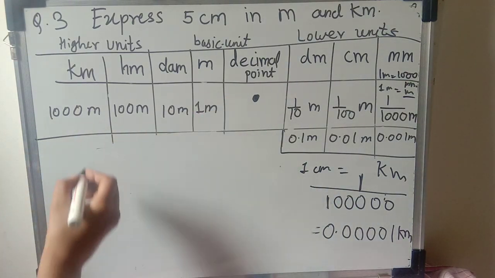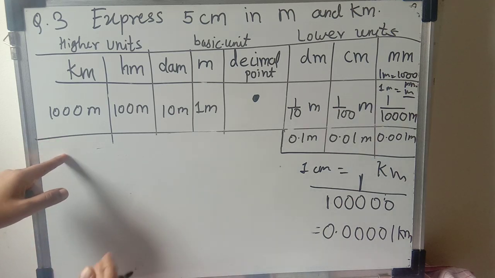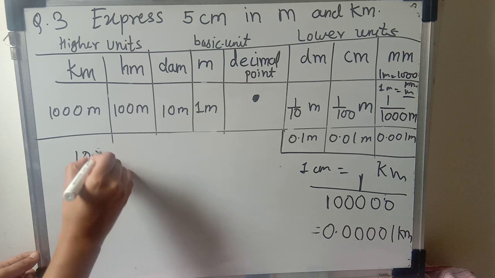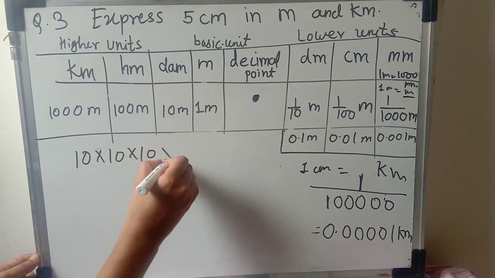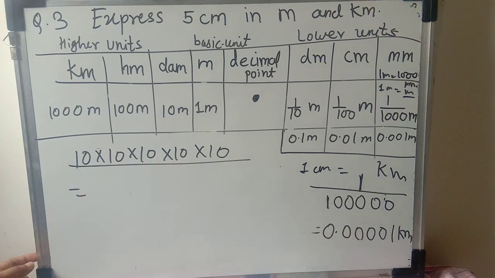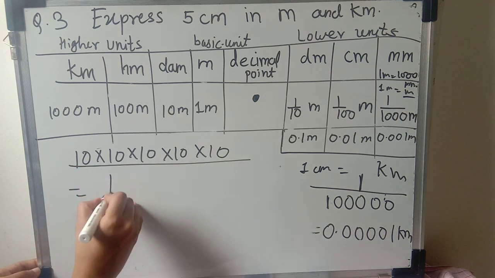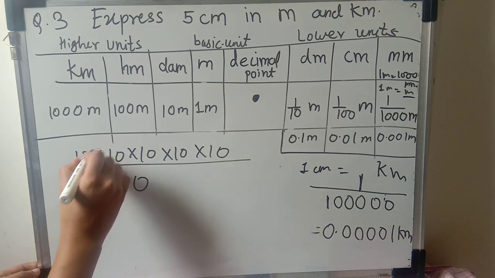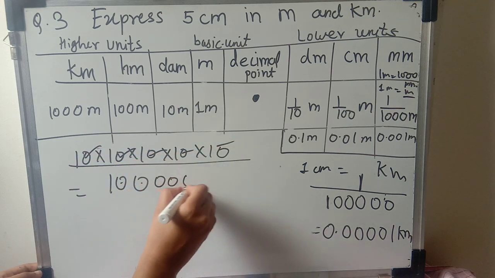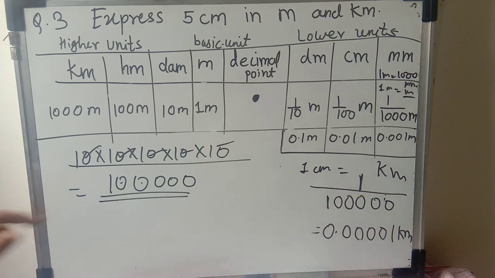Okay, 5 columns are there and I just said now that the difference between each unit is 10-10. Okay, 10 multiply by 10 multiply by 10 multiply by 10 multiply by 10, and here you will get the answer of all these 5 tens, that is 1 lakh. How many zeros are there, 1 2 3 4 5. So here the value of 1 centimeter, that is this one.